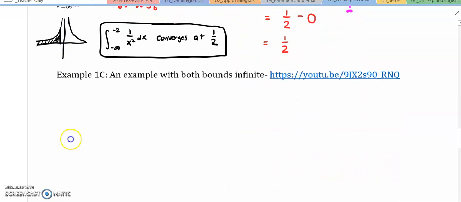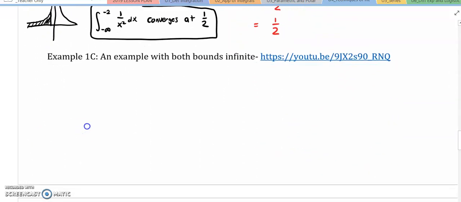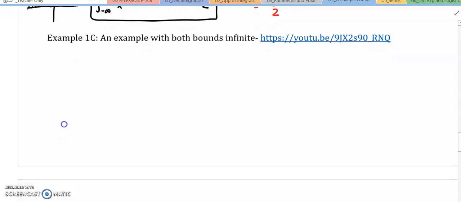Now, I put at the bottom of this video and also on Canvas an example where the lower and upper bounds are negative infinity and positive infinity. Here's a YouTube video from Khan Academy, and again, you can check that link out at the bottom of this page or on Canvas to watch that.